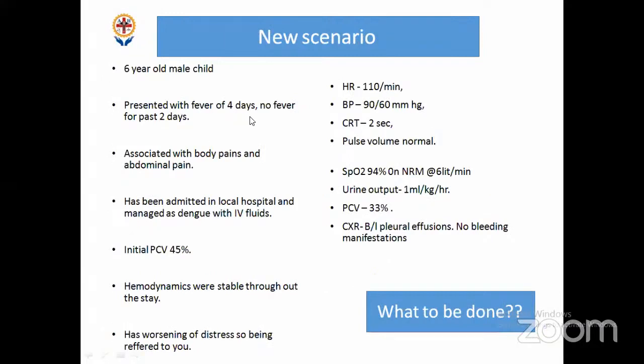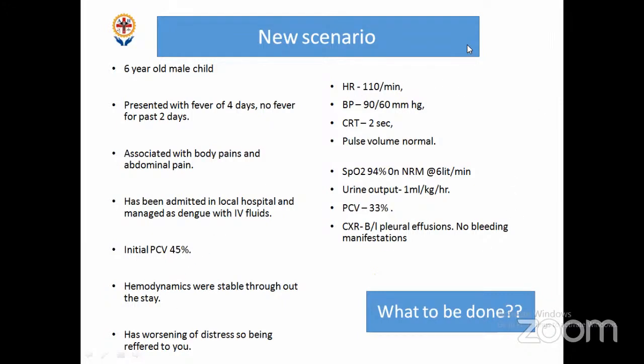So last scenario. This is the scenario: a 6-year-old child, 4 days fever, 2 days no fever, body pains, admitted to a local hospital, given IV fluids, dengue was positive, PCV was 45 initially, and stable hemodynamics throughout the stay. And now the child is referred because of worsening distress. At no point of time did the child have unstable hemodynamics. Hemodynamics very stable throughout the stay. And given IV fluids, and the PCV was initially 45. Now the child was having respiratory distress. So now the child was referred to us.